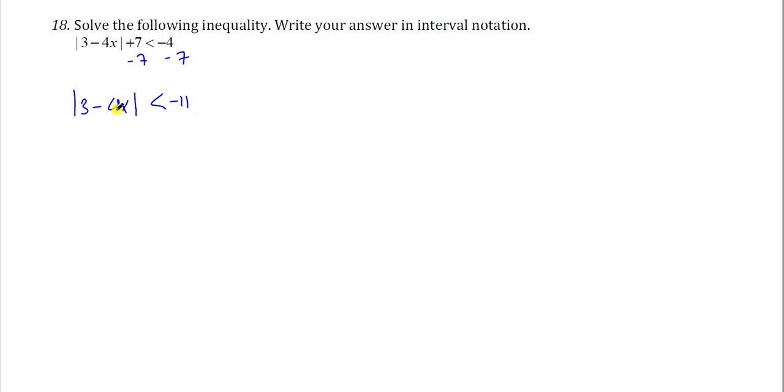Now, the absolute value of some number is always 0 or bigger than 0. We cannot have something that is negative, because we want something to be less than minus 11. That means the absolute value of this expression here must be some negative value less than negative 11, and taking the absolute value of something cannot be a negative value. Therefore, this has no solution. This inequality has no solution.